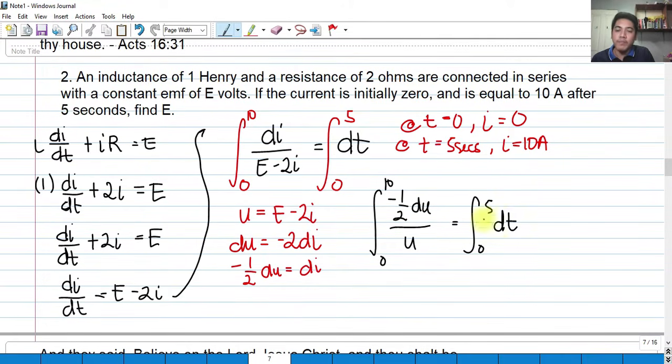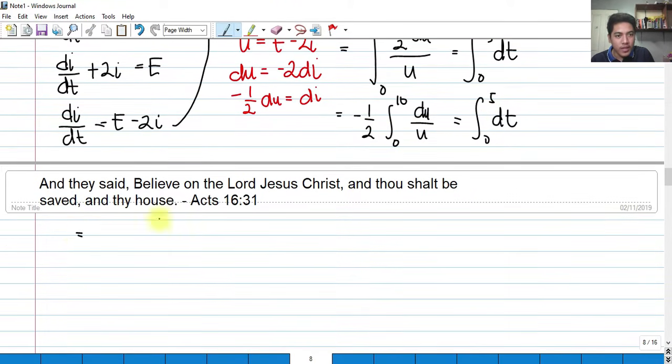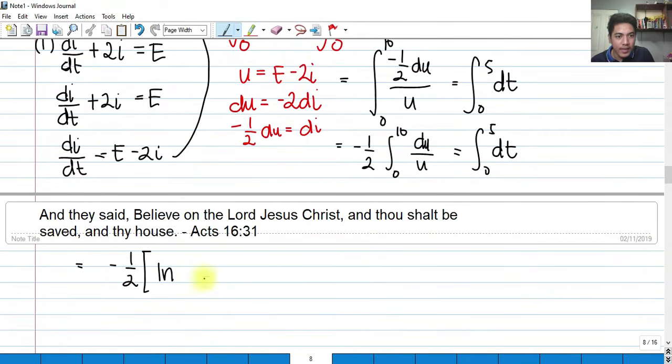This is a simple integral. So I can factor out negative 1/2: the integral of du over u evaluated from 0 to 10 is equal to the integral of dt evaluated from 0 to 5. We know that the negative 1/2 is outside of the integral. So we have ln of u, of which our u is E minus 2I, evaluated from 0 to 10.